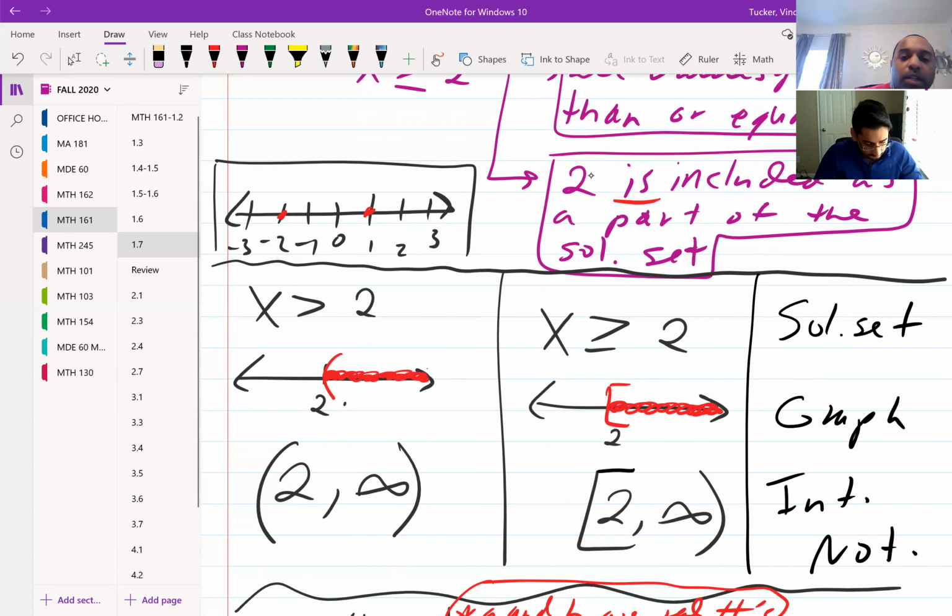All right, looking at the next one, x is greater than or equal to 2. The relationship as far as shading is still the same. It's just that we use a bracket instead of a parenthesis because of the or equal to symbol. The same thing goes for the interval notation. Still going from 2 to infinity. We use a bracket over the 2. And don't forget, you will always use parentheses on your infinity sign.